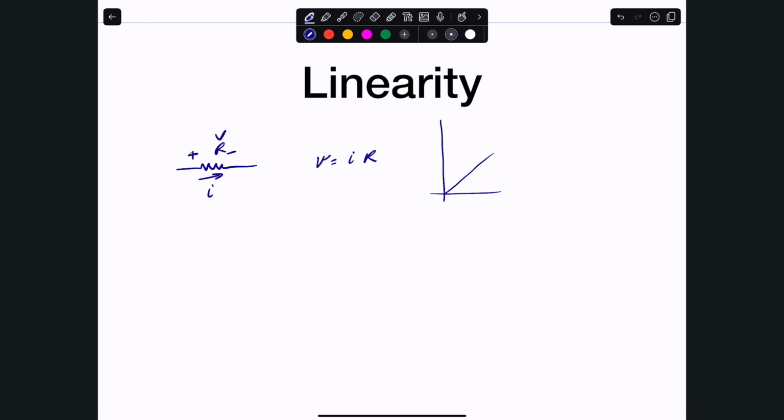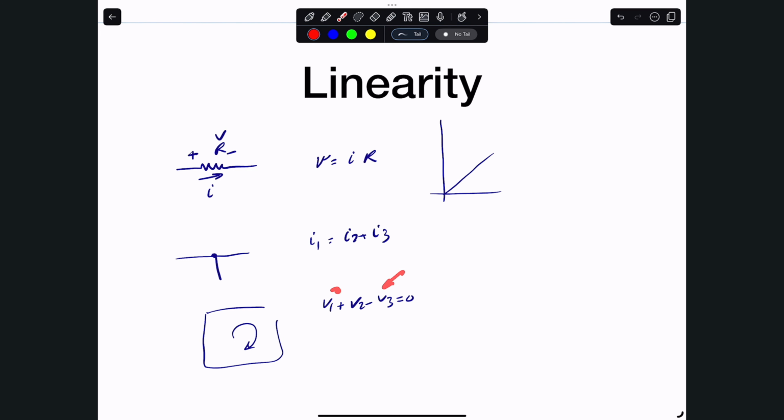We also applied KCL and KVL. For example, KCL at a node was like I1 equals I2 plus I3. Without getting into the details, everything you see here is linear. I don't see anything that is I squared or e to the power I. Similarly with KVL, if you have a bunch of elements around a loop, you said V1 plus V2 minus V3 equals 0. So this is also linear. There's no V squared, there's no e to the power V. All of this is linear.